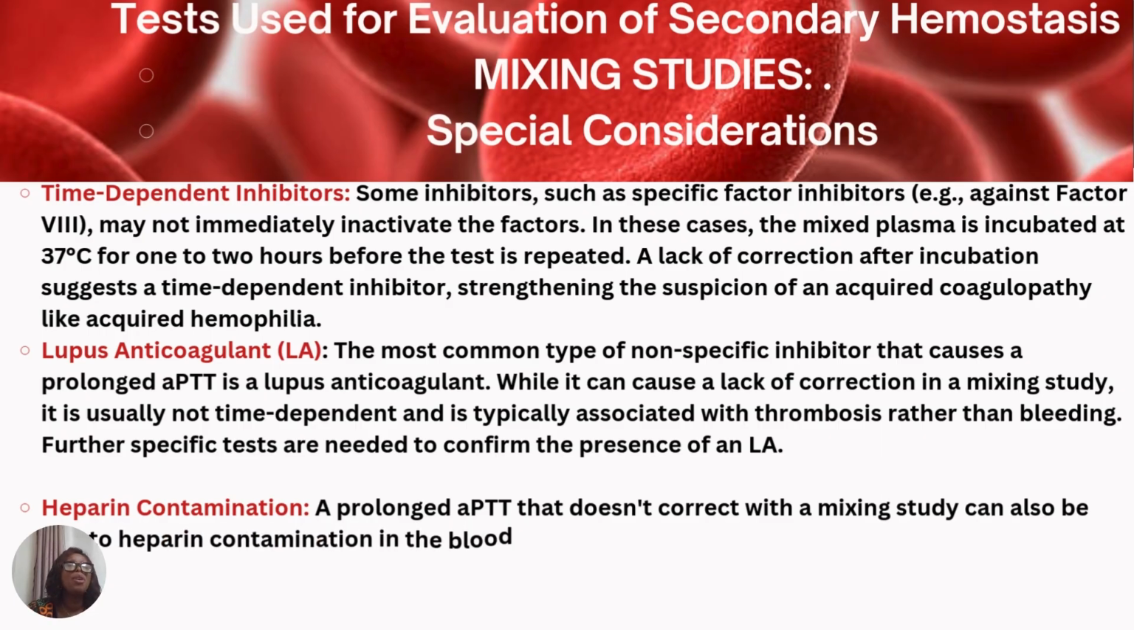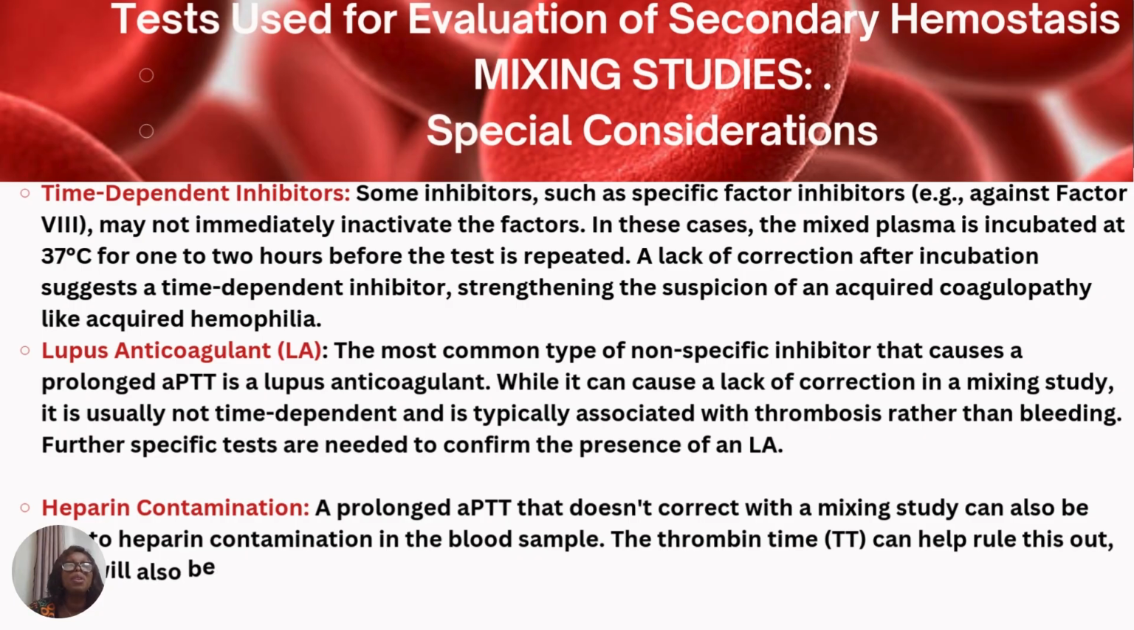Okay, then we have lupus anticoagulant, the most common type of non-specific inhibitor that causes a prolonged activated partial thromboplastin time. It can cause a lack of correction in a mixing study, it is usually not time dependent, and it is typically associated with thrombosis rather than bleeding. For this one, further specific tests are needed to confirm the presence of lupus anticoagulant.